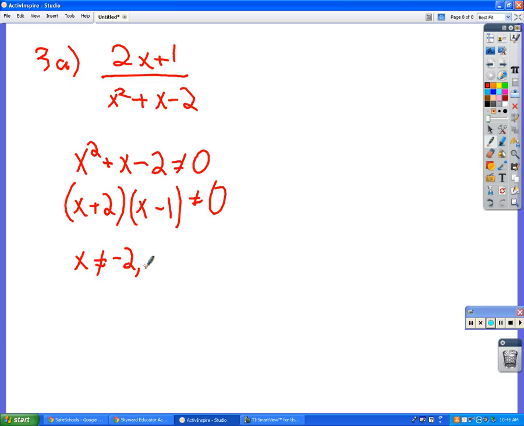-2 or 1. Okay, so technically the way you would write the domain is the domain would be from -infinity to -2. Can't include -2, so I'm using a round bracket there, and then also from 1 to infinity. Okay, so that's your domain in interval notation.